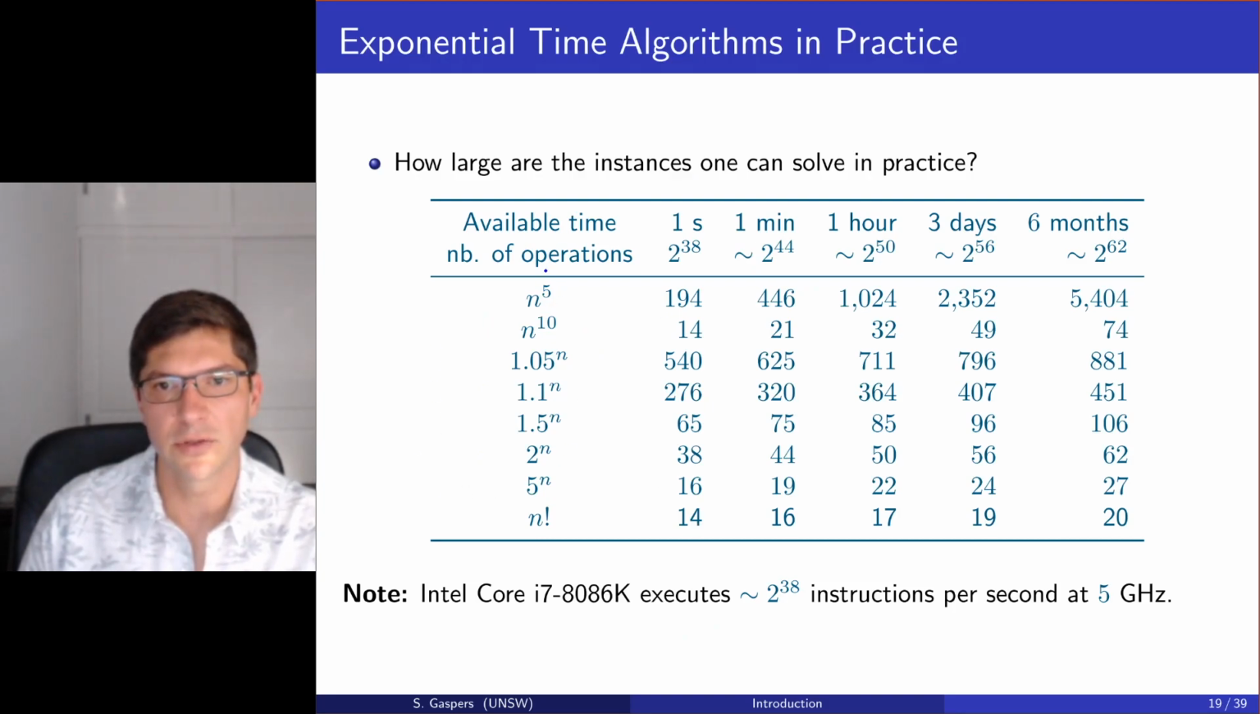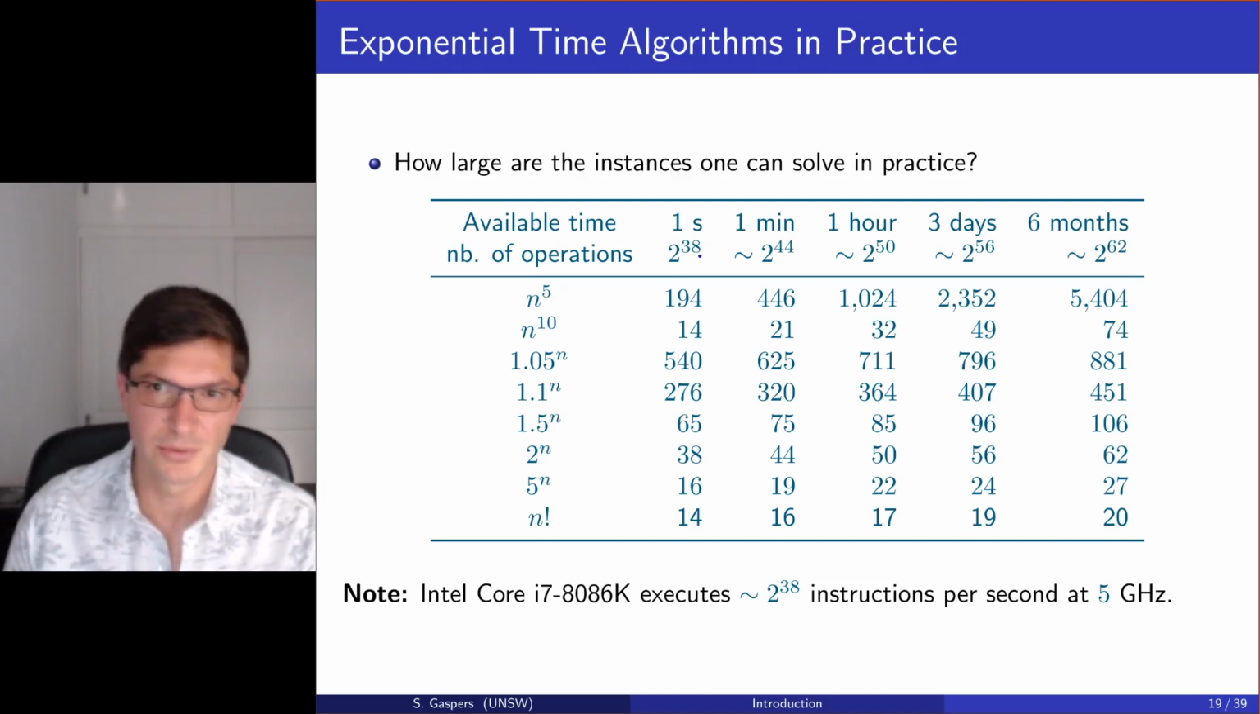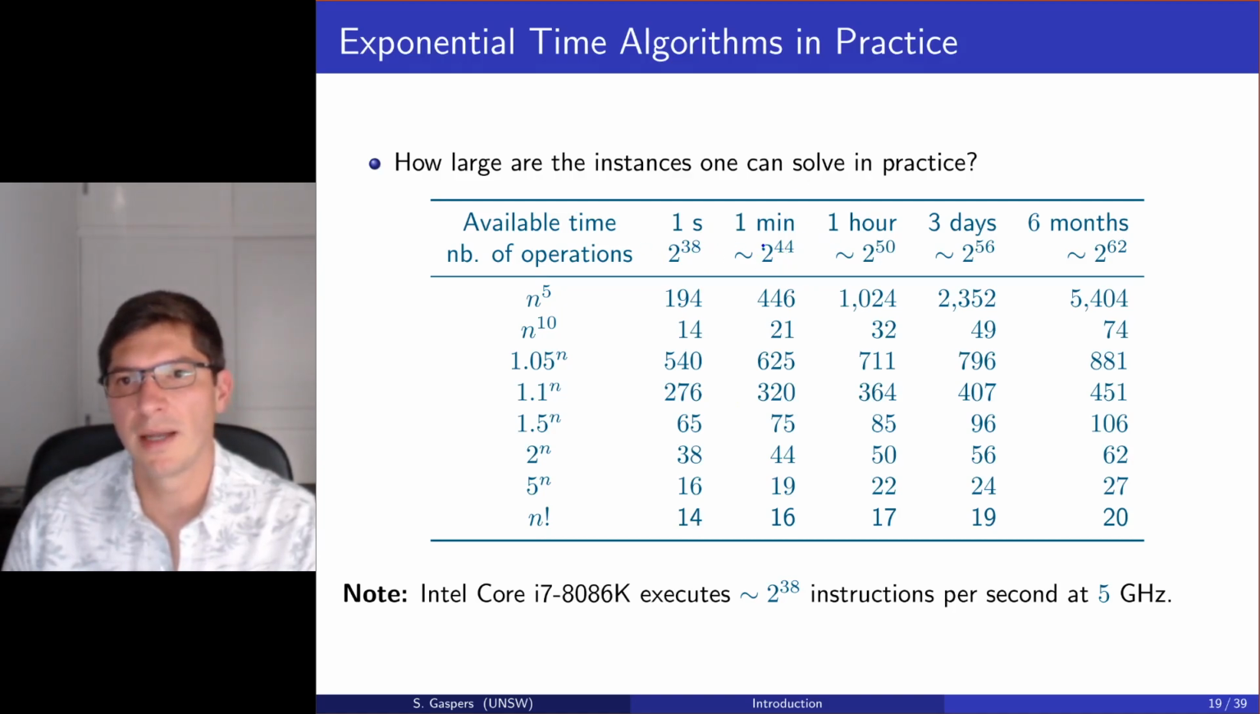So if we have an n to the power 5 time algorithm, we can solve instances up to size 194. If the running time is 2 to the power n, then we can solve instances up to size 38, of course, because 2 to the 38 equals 2 to the 38. Now, if we have slightly more time, like 1 minute, we can execute more or less 2 to the 44 instructions. If we have an hour, we can execute 2 to the 50 instructions. We probably don't want to run our algorithm for 6 months.